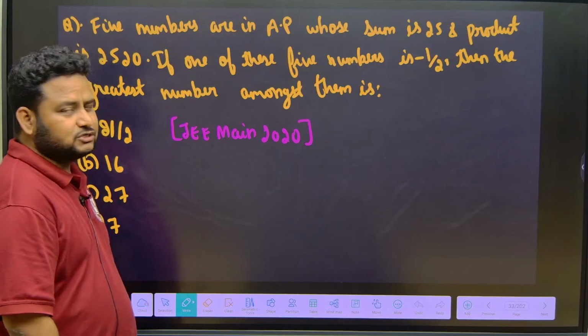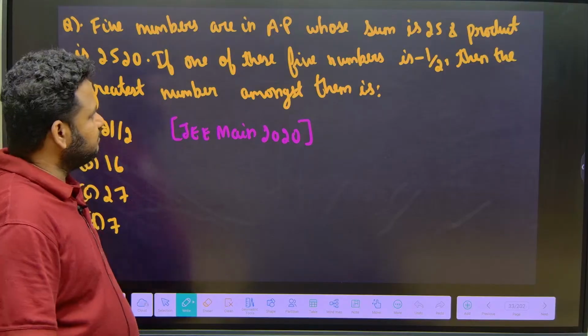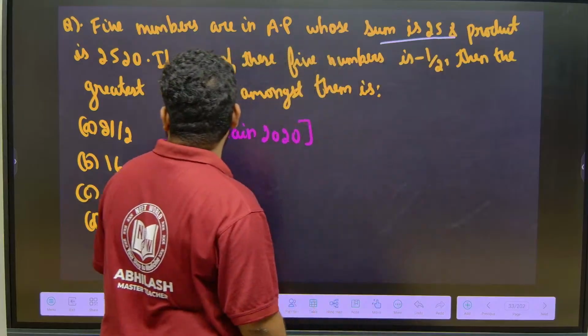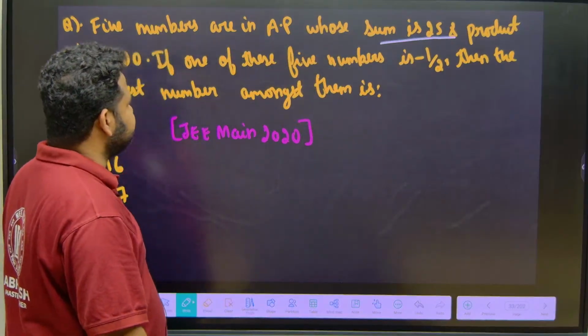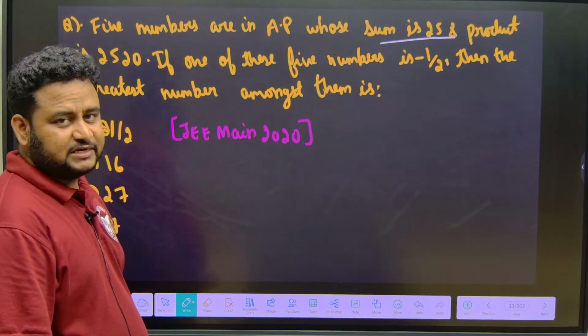Now have a look at this question, friends. They are telling 5 numbers are in AP. So 5 numbers means it is an odd number of terms whose sum is 25. That is wonderful, they have given the sum also. And the product is 2520. If one of these 5 numbers is minus 1 by 2, then what is the greatest number among the 5 numbers?